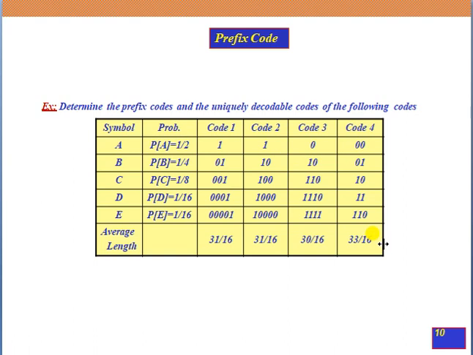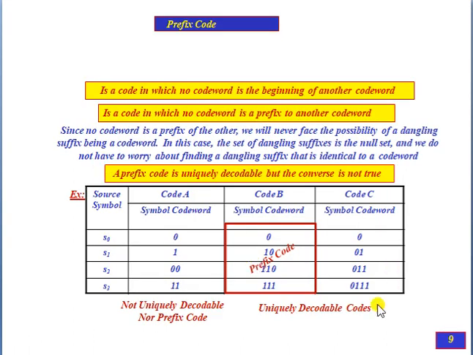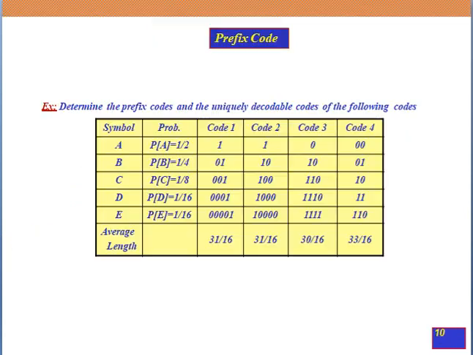Here we have to determine which code is a prefix code. So this is a prefix code. This is a prefix code with not uniquely decodable codes, as earlier discussed in this fashion. So code 1 technique, code 2, code 3 and code 4 techniques.